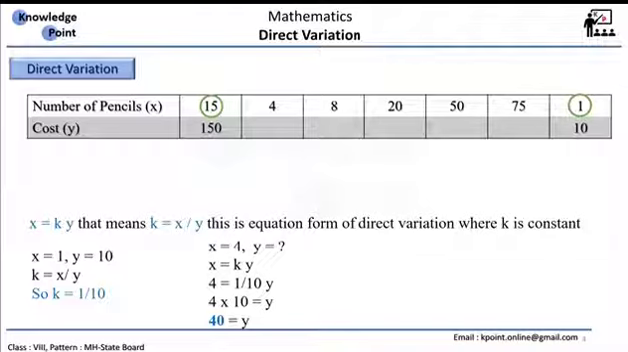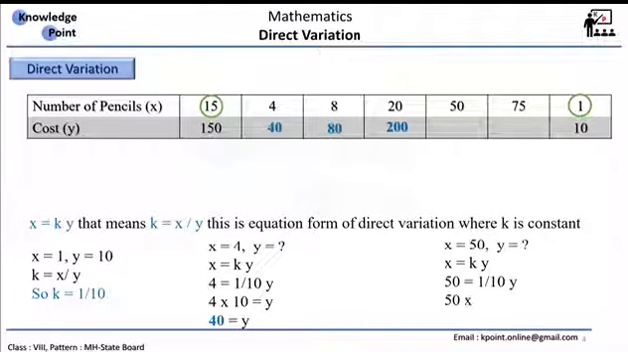So the y value is 40. So this is how we calculated the value of 4 pencils by using the constant, because it's proportionally increasing or decreasing. So the value of 4 pencils is 40, 8 pencils is 80, 20 pencils is 200. If you wish, you can use the same equation and find out the value of 8 pencils and 20 pencils by yourself. Let's use the equation to understand it more clearly.